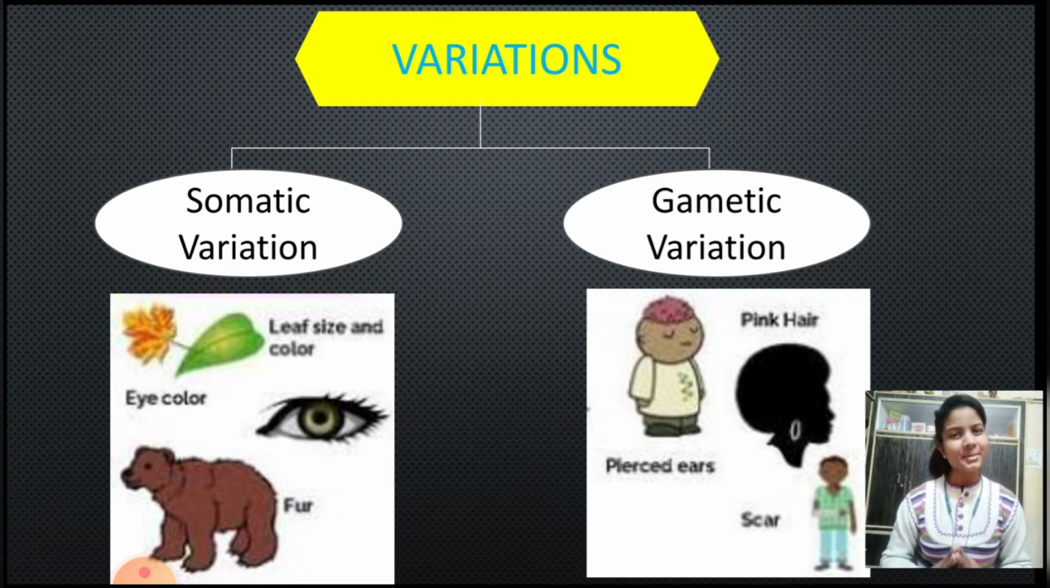While gametic variation takes place in the gametes like reproductive cells, ova and sperms. It is transmitted and inherited. It is also known as an inherited trait. Here you can see the example of gametic variation like pink hair, pursed ear, scars, etc.